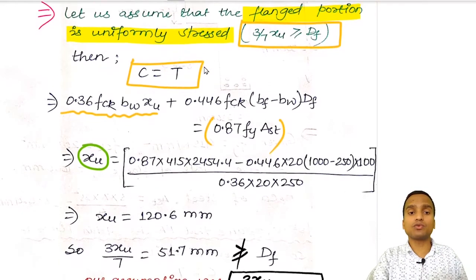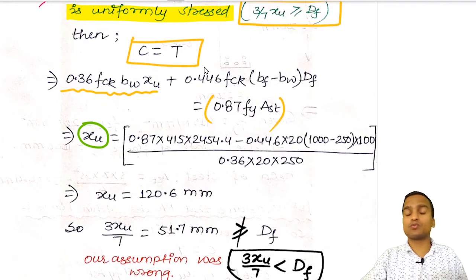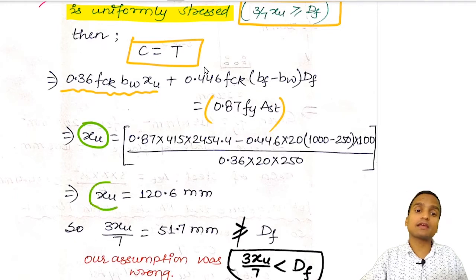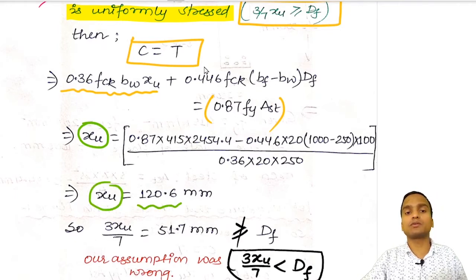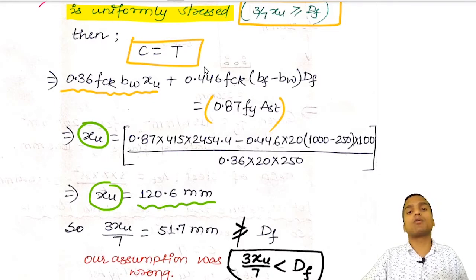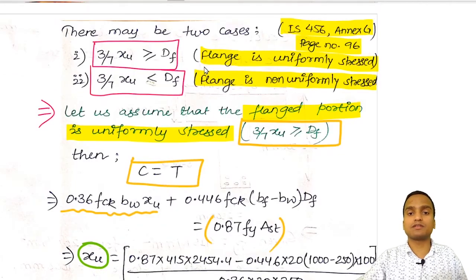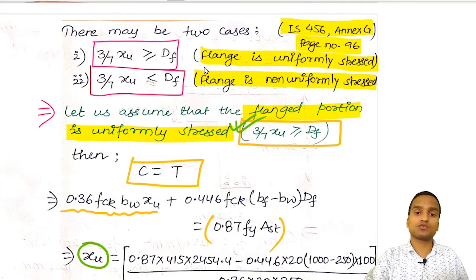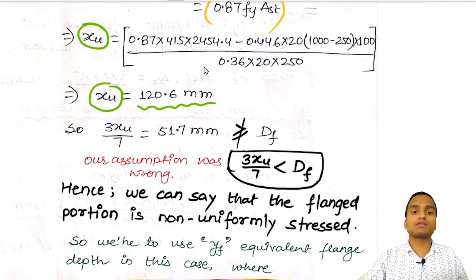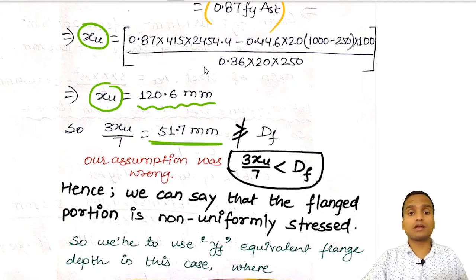Okay, so if we use all those data in the above equation, we can easily solve for the value of depth of neutral axis xu, and xu comes out to be equal to 120.6 millimeter. Now our assumption was that 3 by 7 of xu should be greater than or equal to the depth of flange. So we again do it, 3 by 7 xu, and it comes out to be 51.7 millimeter, which is not greater than or even equal to depth of flange. So we can conclude that again our assumption was wrong.